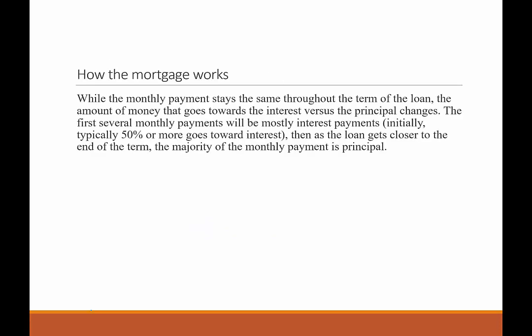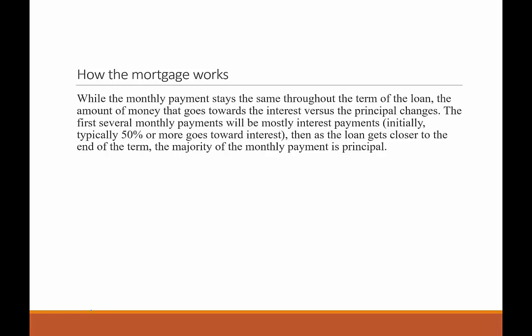How the mortgage works. While the monthly payment stays the same throughout the term of the loan, the amount of money that goes towards the interest versus the principal changes. The first several monthly payments will mostly be interest payments. Initially, typically 50% or more will go towards interest. Then as the loan gets closer to the end of its term, the majority of the monthly payment is principal.